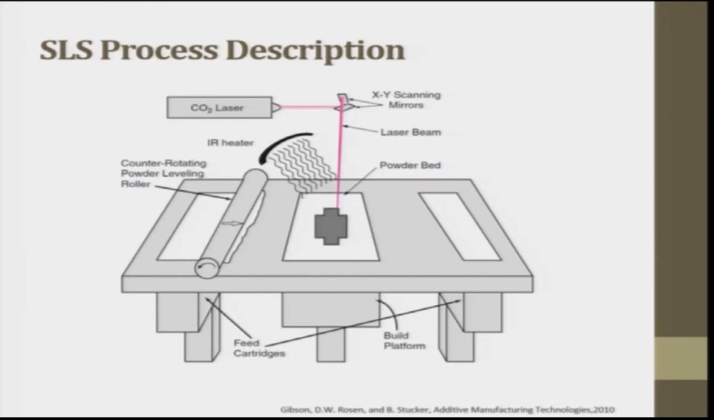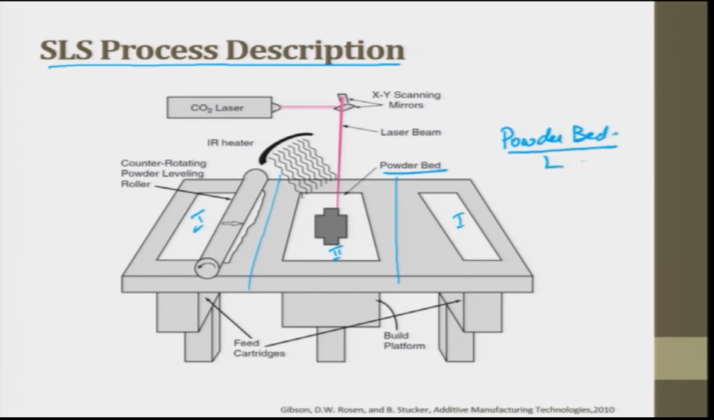If you look at the process description, it goes like this. You will have a table, and the table, if you see, is divided into three segments. The second segment is going to be the powder bed. This powder can be polymer powder, metal powder or ceramic powder.